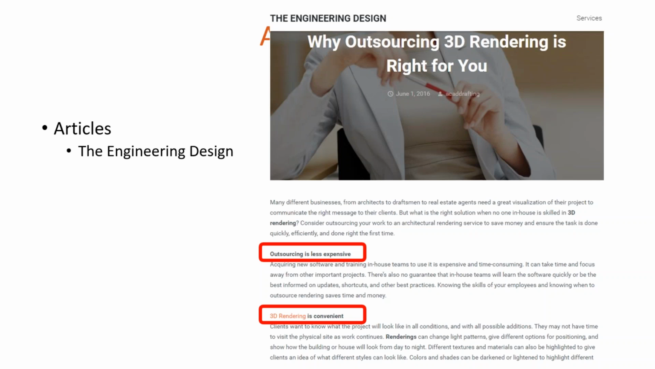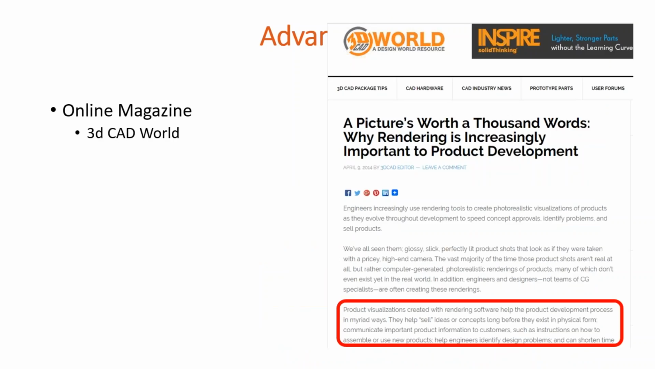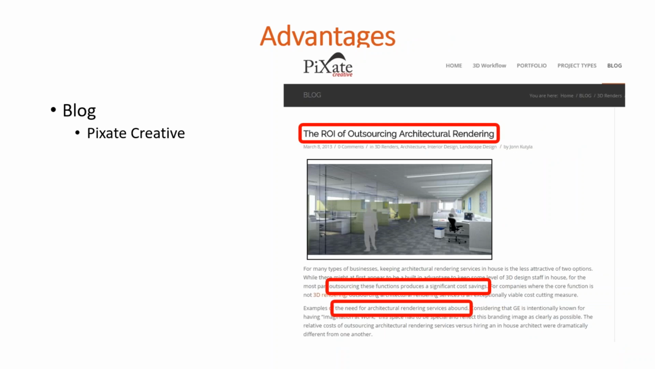And these are obviously full articles, we can give you the reference to them, talking about product visualization and using the software and helping the process, not just the 2D designs, but ultimately to see and convey that 3D element of the images for the client to really understand it. This is by 3D CAD World. And then there's this last one, which is Pixelate Creative, which is the ROI of outsourcing renderings and images. And it's significant cost savings, and the need for these rendering services is growing, right?